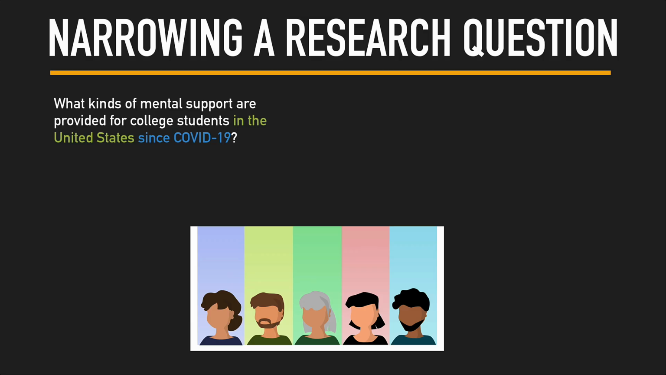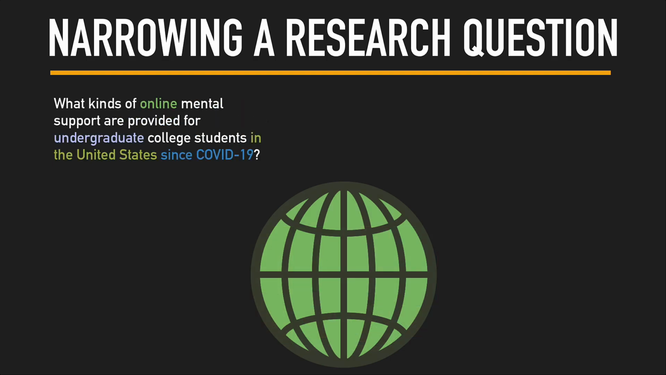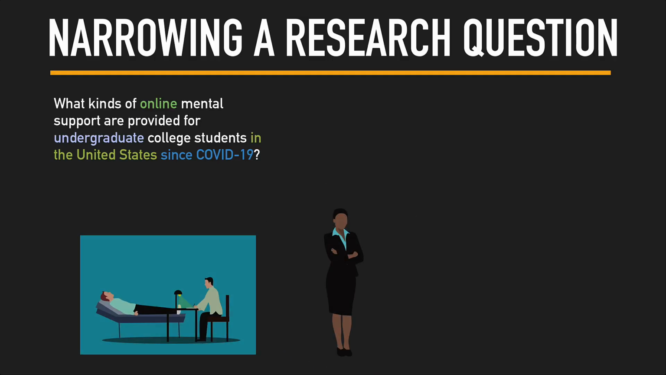Next, you can look at the nouns in your question and try to make them more specific. Finally, you can use a disciplinary approach as a way to narrow your question. Think of this as a professional perspective. A psychologist may have a different way of approaching mental support for college students than higher education administrators.